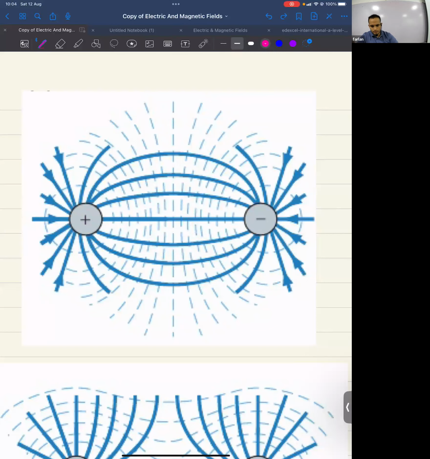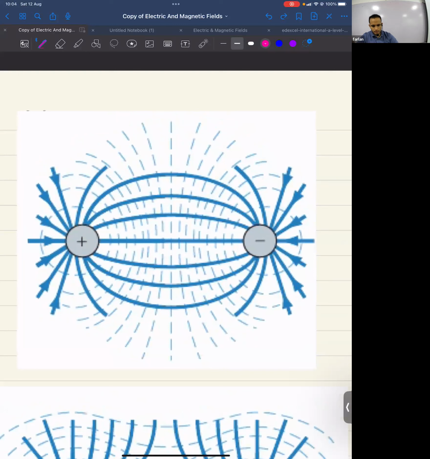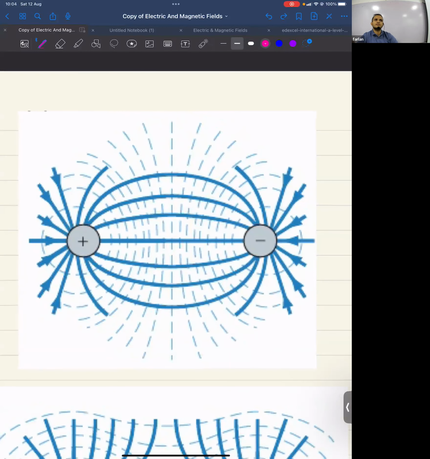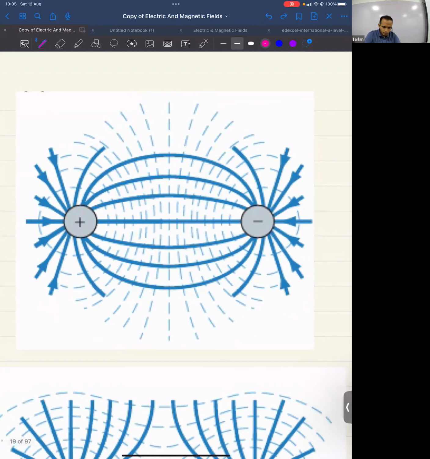Sir, does equipotential mean it's according to the distance or the strength? Is it the distance from the nucleus or the potential from the nucleus? Equipotential means the points where the potential is equal. So we don't take distance. No, the distance doesn't have to be equal. This is a classic example of that.